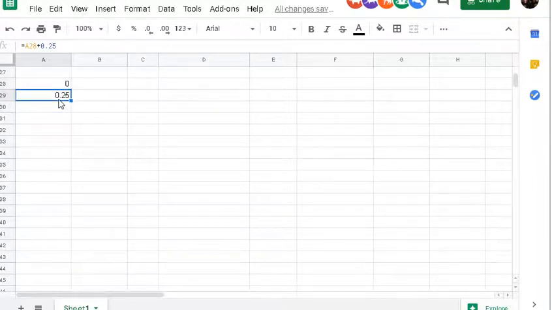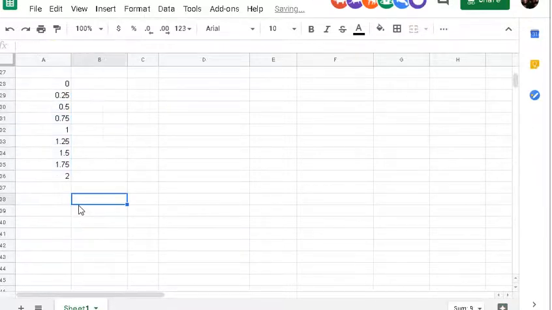Okay. But I need to repeat that. So this is kind of fun. You just drag the window down. Wow. That's cool. So that worked out pretty nice.